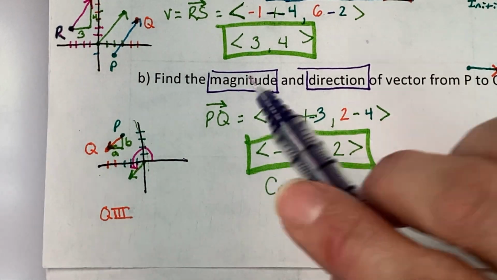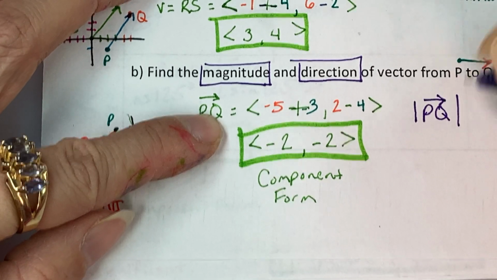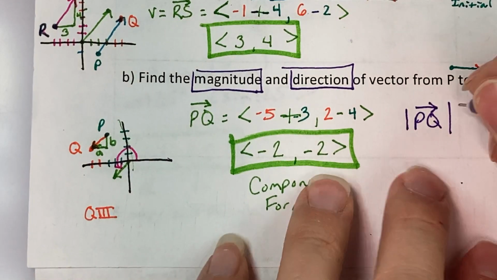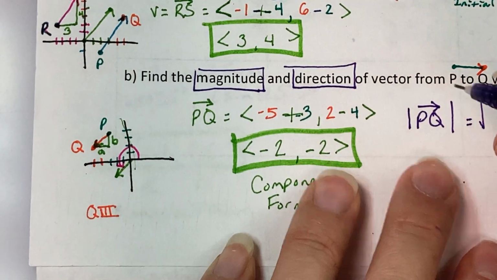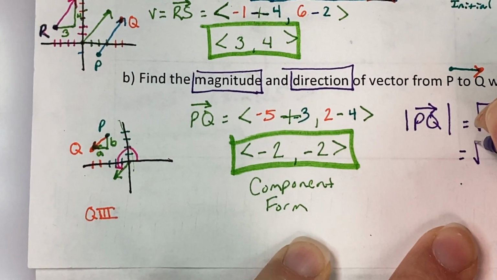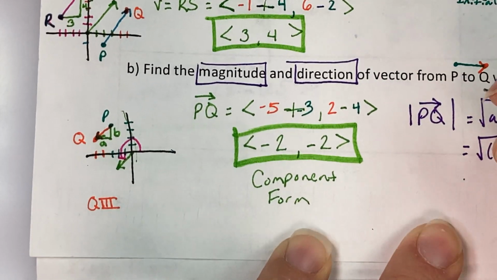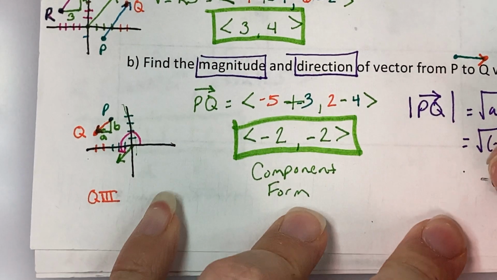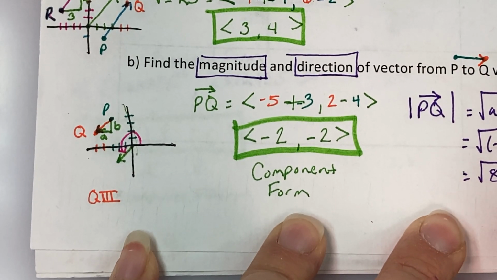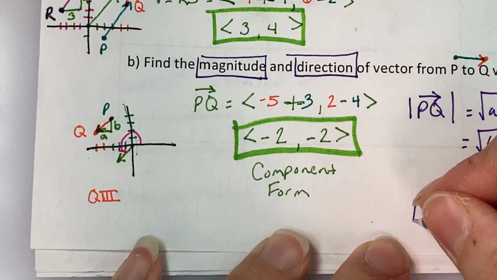So if I wanted to find the magnitude of PQ, first I would denote that as such, absolute value bars around the vector. And this is equal to the square root of, how do I find magnitude? A squared plus B squared underneath the square root. So this would be the square root of -2 squared plus -2 squared, which is going to be equal to 4 plus 4 is 8. And don't leave it as the square root of 8. This simplifies to be 2 rad 2. So that is what my magnitude is.